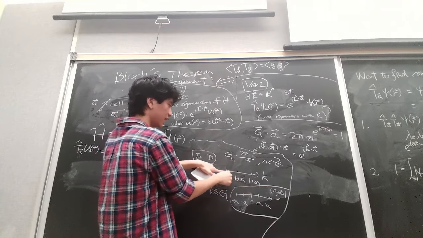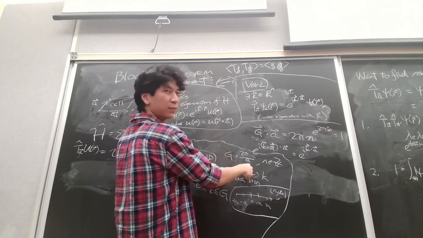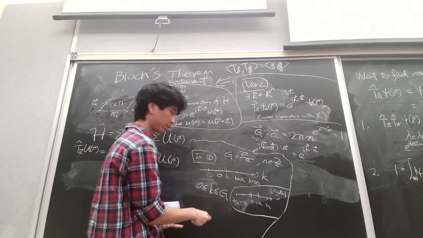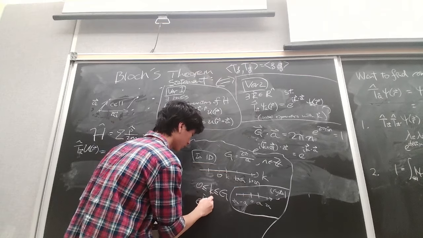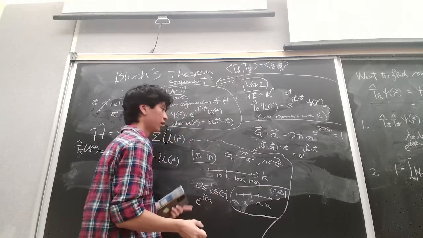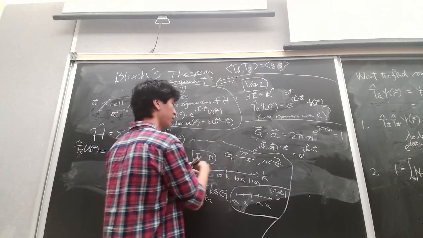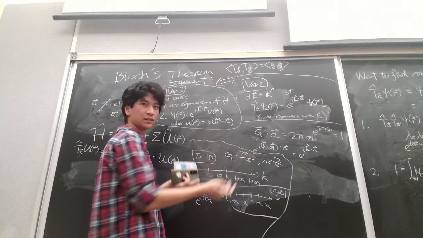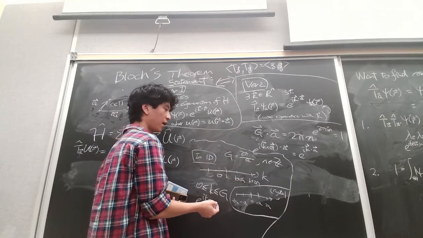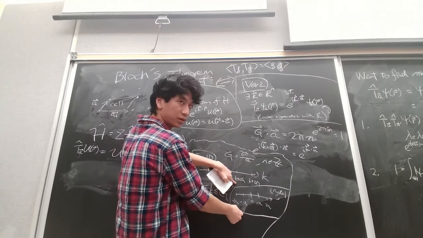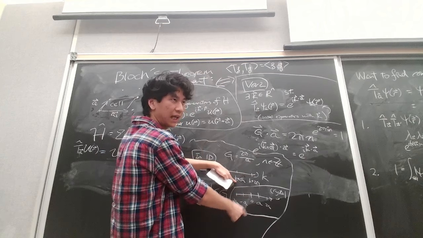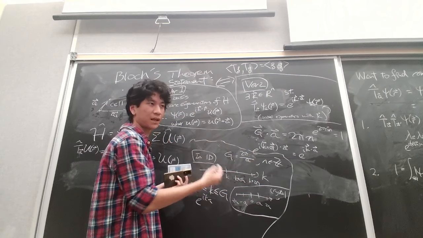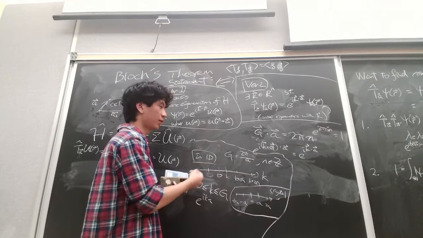What you're saying is that these points are somehow equivalent, as in they give the same eigenvalues. So what we call this the reciprocal lattice, which you can think of as the real lattice, but in momentum space. Well, we define momentum space this way.